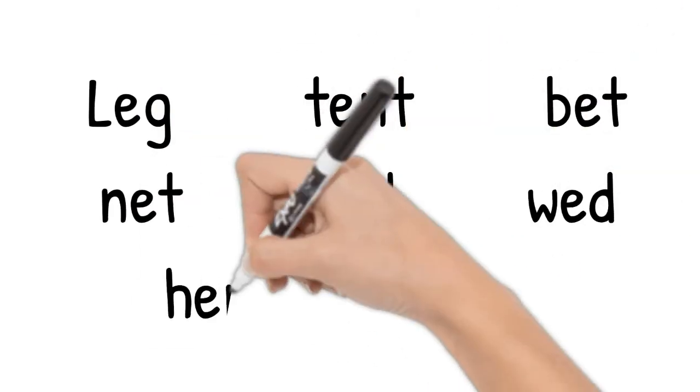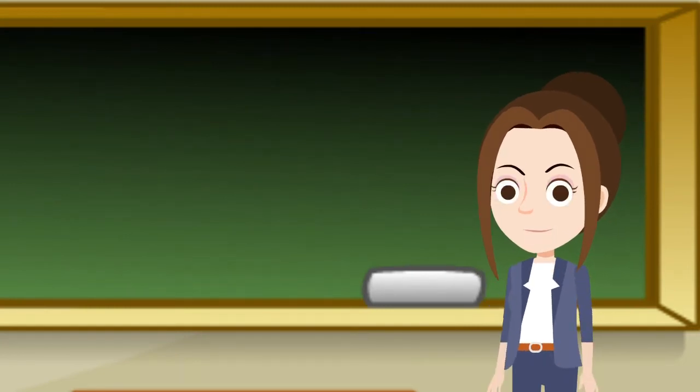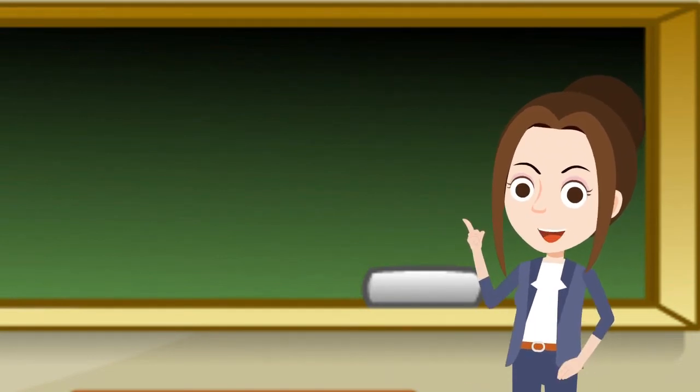Let us read these words: leg, tent, bet, net, fed, wed, hen, sketch. What is the sound of E in these words? It is pronounced as E. Let us try what you learned.